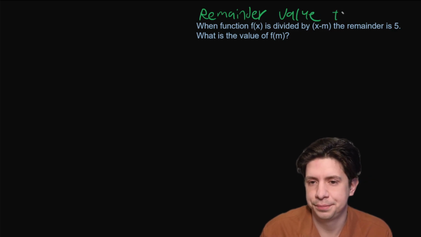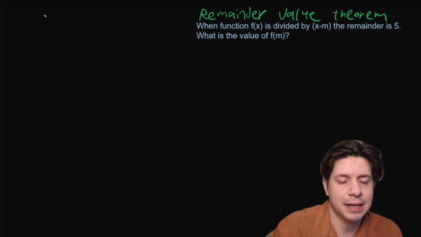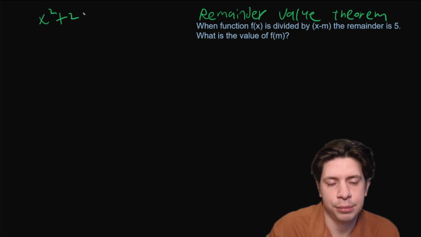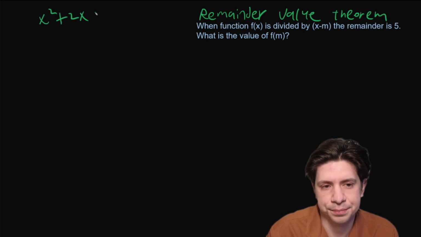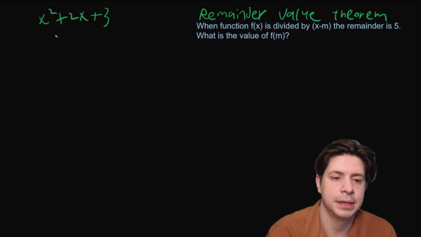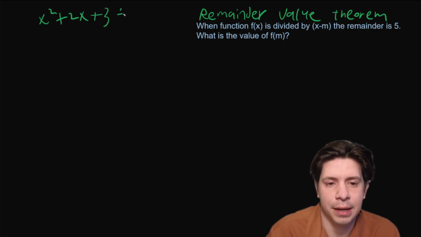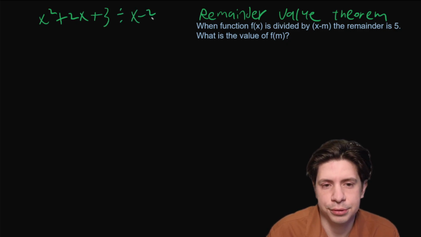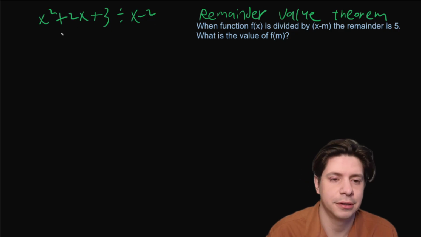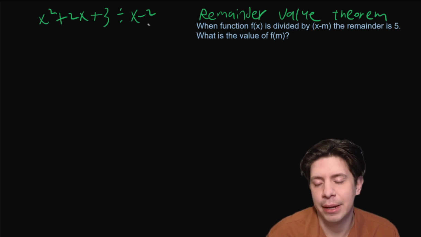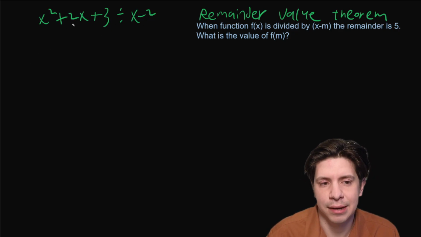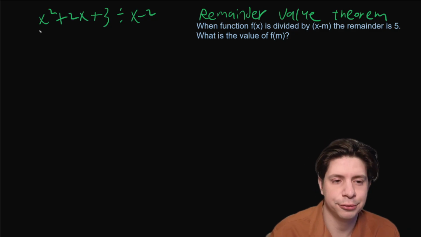And I'm going to show you how it works and what I mean. So let's say I had x squared plus 2x plus 3, right? And then I was dividing it by x minus 2. So 2 would be sort of like the m here. When I divide, whatever my remainder is, it's the value I would get when I plug in 2. So let's plug in 2 first and see what happens.